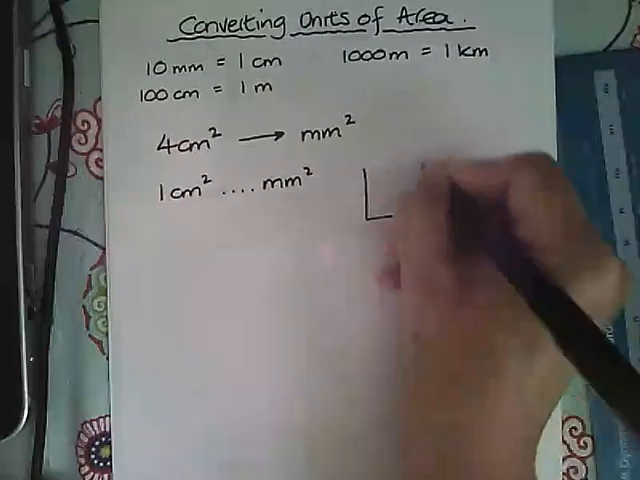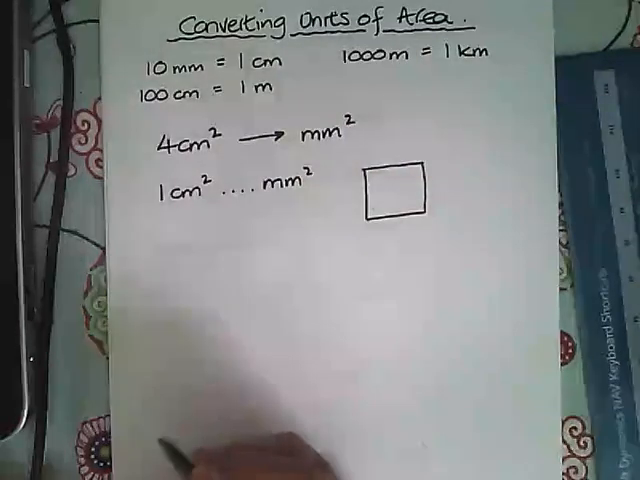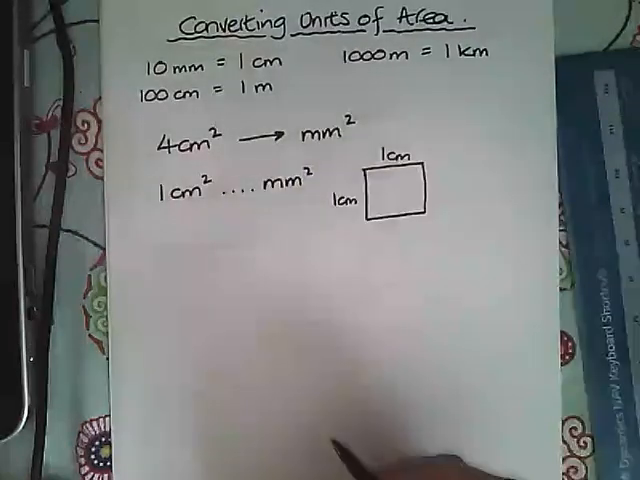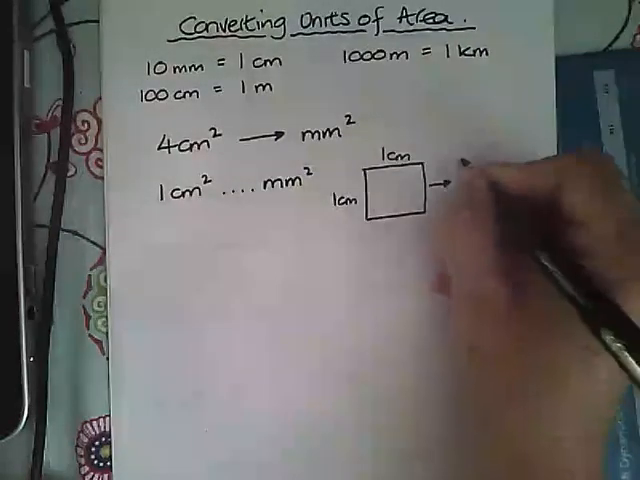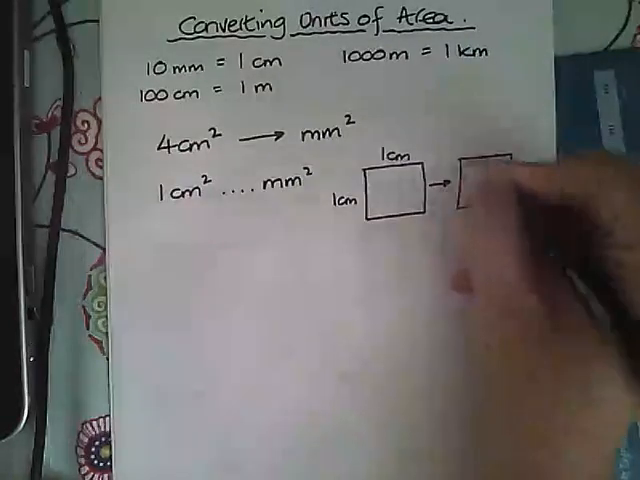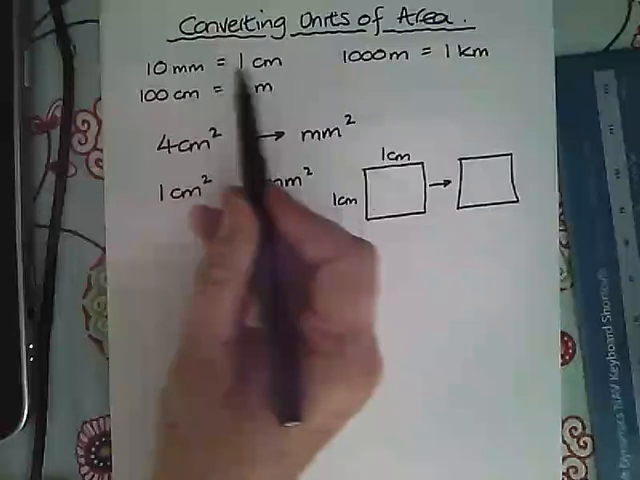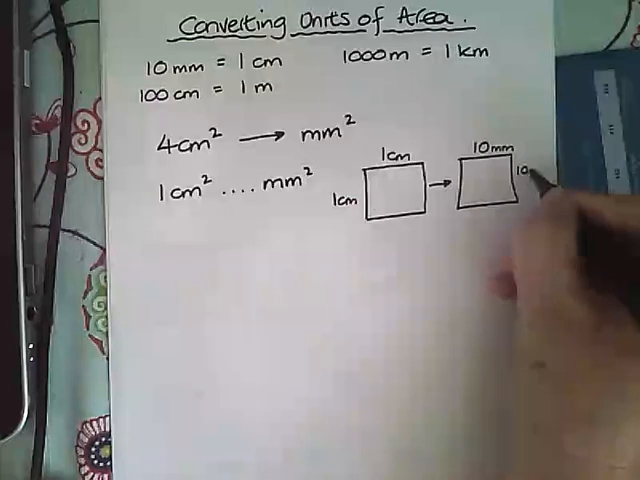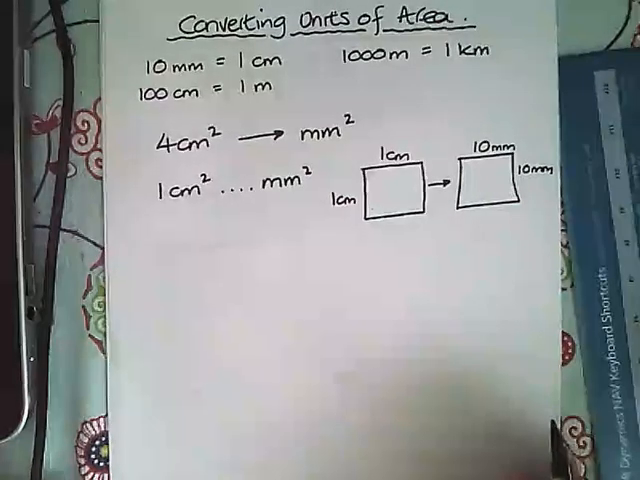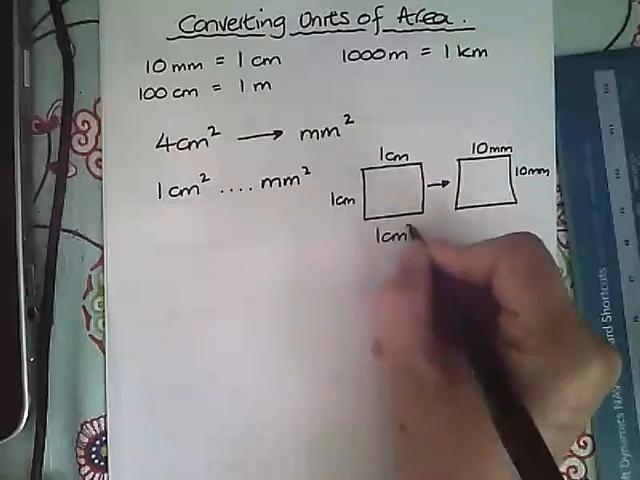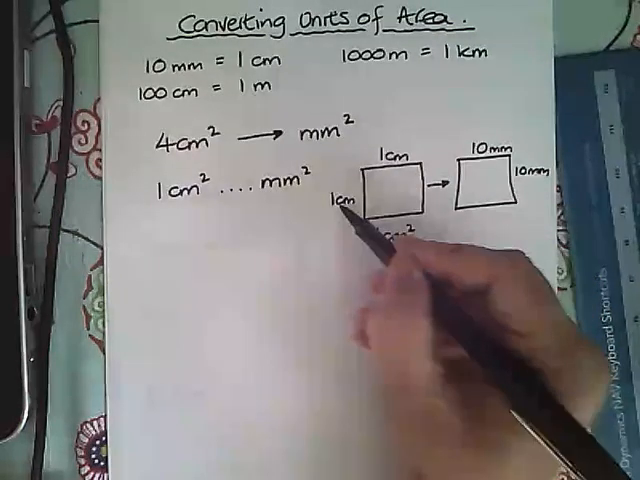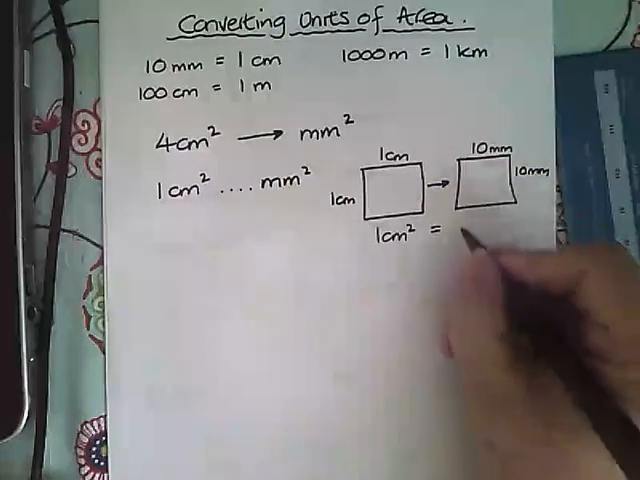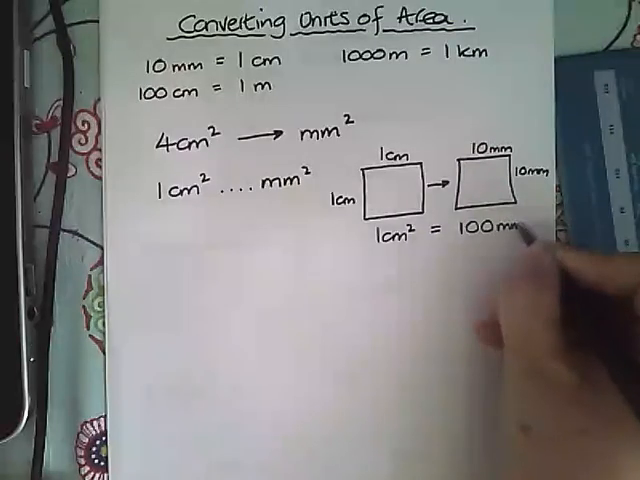I'm going to start off by converting 1 centimeter squared into millimeters squared, and I do that by drawing a square and writing 1 centimeter by 1 centimeter. That is 1 centimeter squared. And I'm going to convert that into another square exactly the same size, except this time I'm going to use this length conversion. And this is now 10 millimeters by 10 millimeters. And that means that my conversion, 1 centimeter squared, the area of this, 1 times 1, is the same as the area of this, which is 10 times 10, which is 100 millimeters squared.